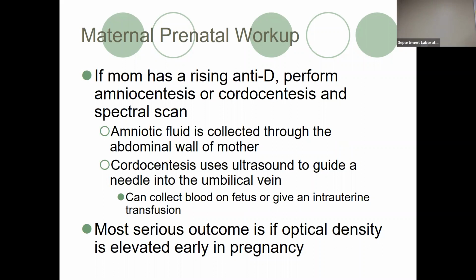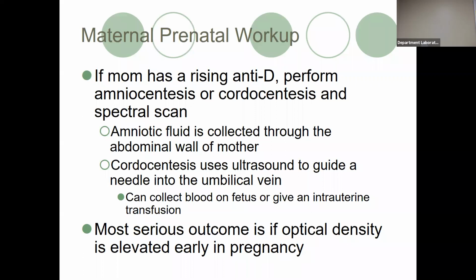Cordocentesis is also termed percutaneous umbilical blood sampling, or PUBS. They insert a needle into the umbilical cord and pull off some blood from the umbilical cord. It's a very invasive, very dangerous procedure. They use imaging guidance to make sure the needle is indeed in the umbilical cord, and once the needle is there, they will draw off blood.